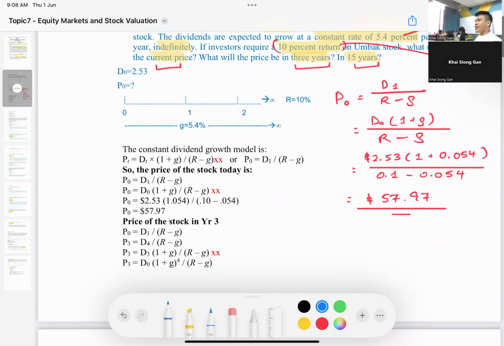In the final exam, usually you have one question asking constant growth, and another one asking supernormal.